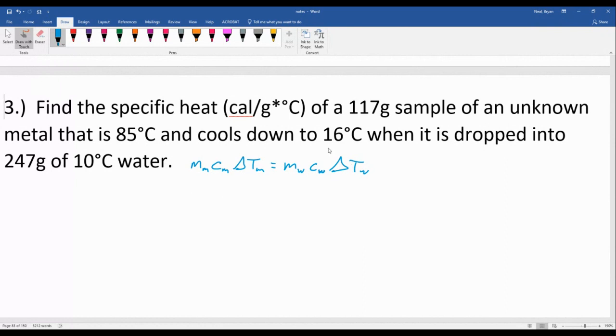So the mass of the metal, it's an unknown metal. So we just have 117 grams. Because it's an unknown metal, we just have Cm. So just the specific heat of the metal. We don't know what it is if we don't know the type of metal. The change in temperature of the metal is 85 down to 16.